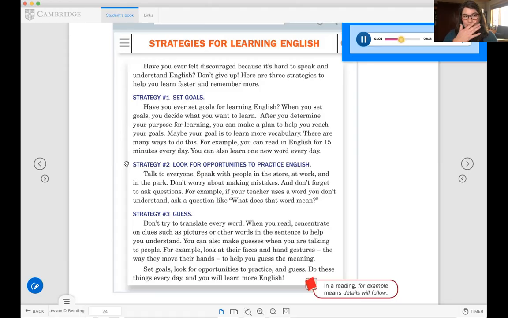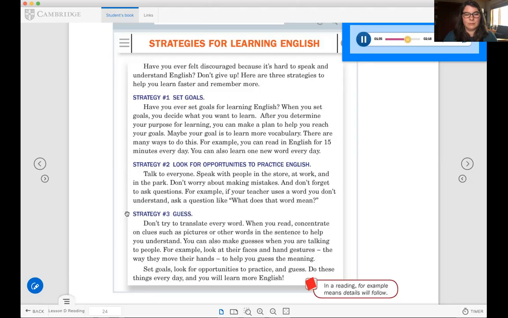Strategy number 2, look for opportunities to practice English. Talk to everyone. Speak with people in the store, at work, and in the park. Don't worry about making mistakes. And don't forget to ask questions. For example, if your teacher uses a word you don't understand, ask a question like, "What does that word mean?"